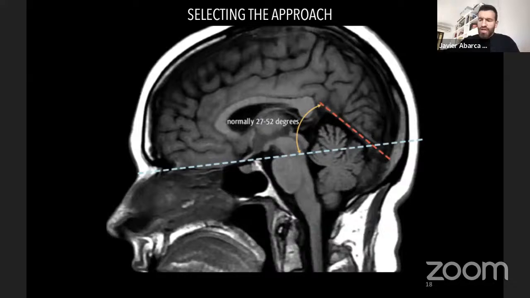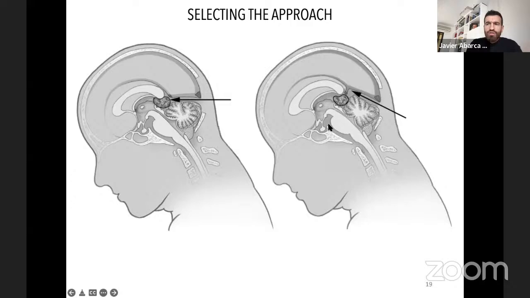Okay, now one of the most important factors we have to consider in our decision is the tentorial angle. The tentorial angle is measured between the line that connects the nasion with the tuberculum sellae and another line that corresponds with the straight sinus. The normal values are between 27 and 52 degrees. And obviously, if the angle is higher than usual, the infratentorial route will be more difficult.